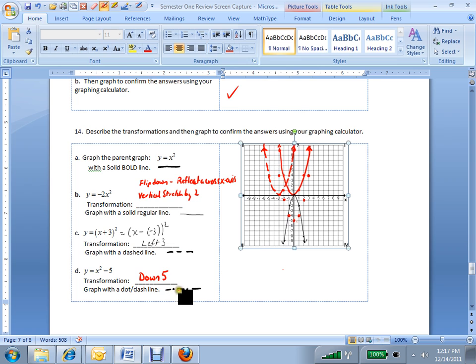And now it instructs me to connect these with a dash dot line. Dash dot, dash dot, dash dot. So that's all. I can go ahead and check these in case I wasn't sure of any of them simply by putting them into my graphing calculator. Good luck!